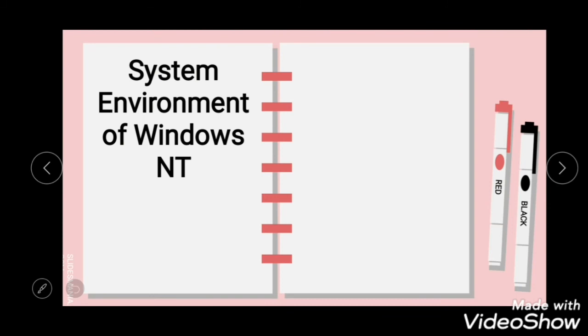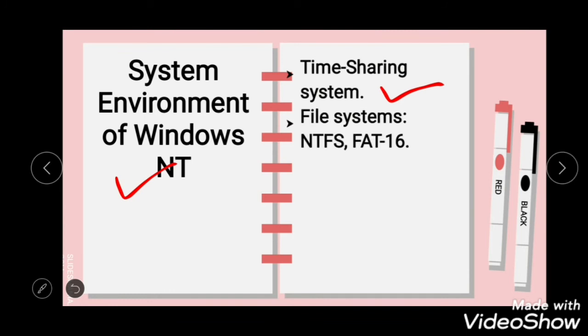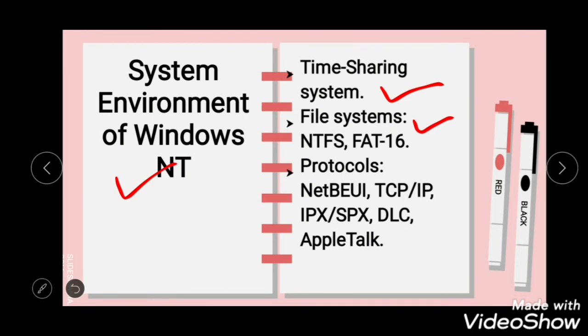Then the system environment of Windows NT. It is a time sharing system. Next, file systems NTFS and FAT16 it supports. Then protocols used are NetBEUI, TCP/IP, IPX, SPX, DLC or AppleTalk.